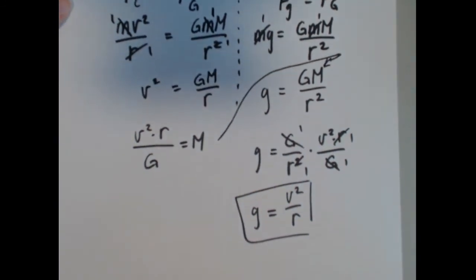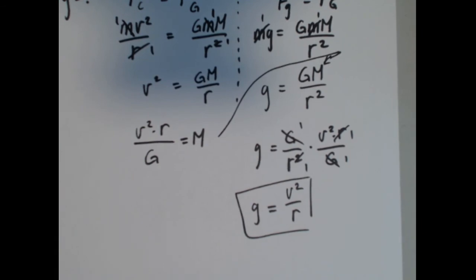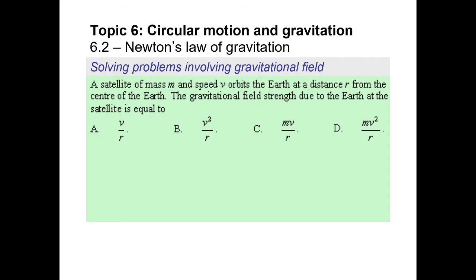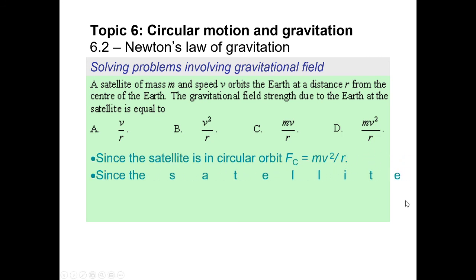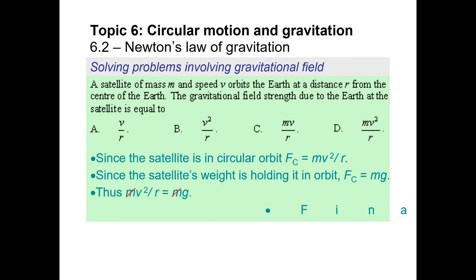So that looks like the answer is v squared over r. Going back to our slides, v squared over r appears in part B. So here we go. The typed up solution is here, but the answer is in fact B, like we found.